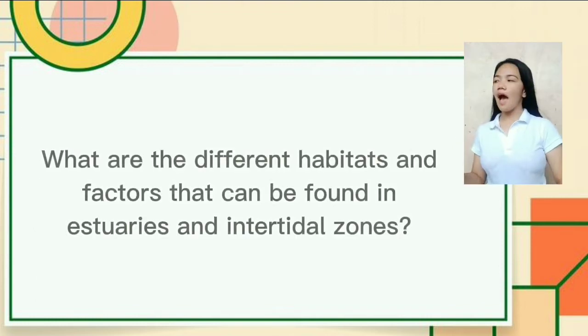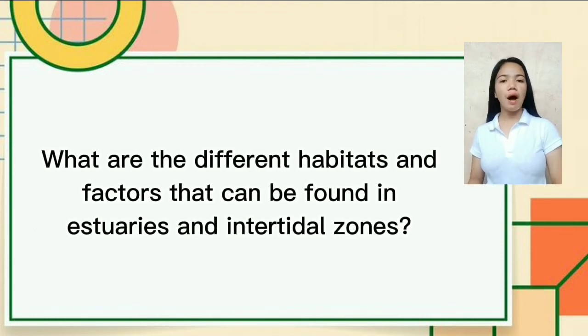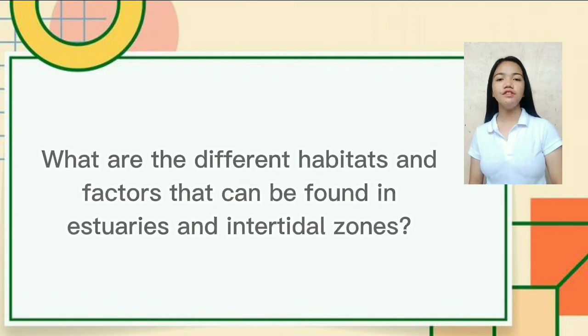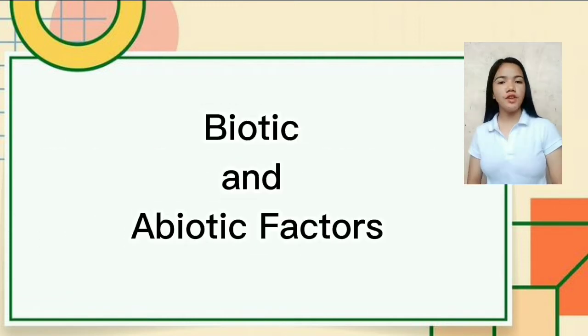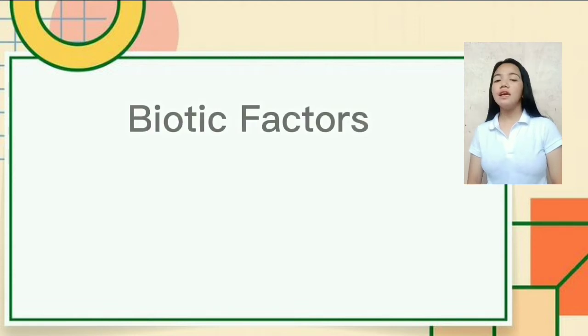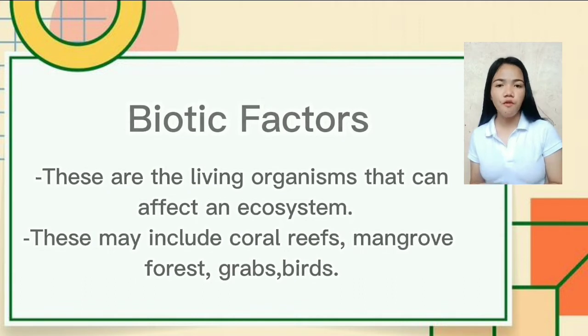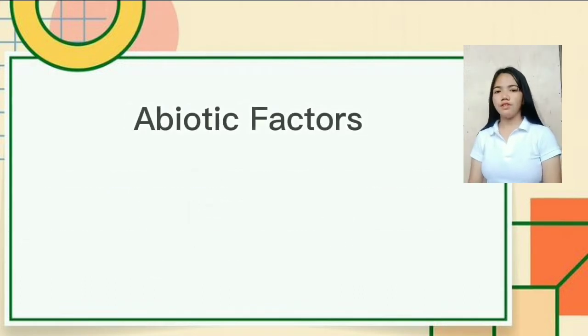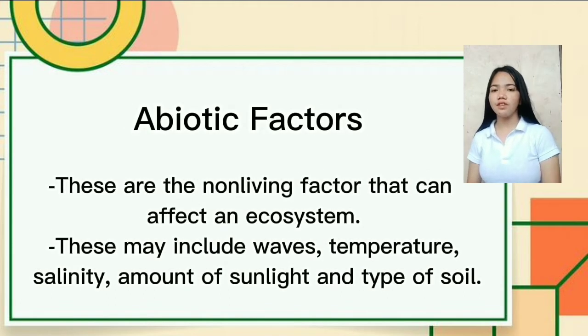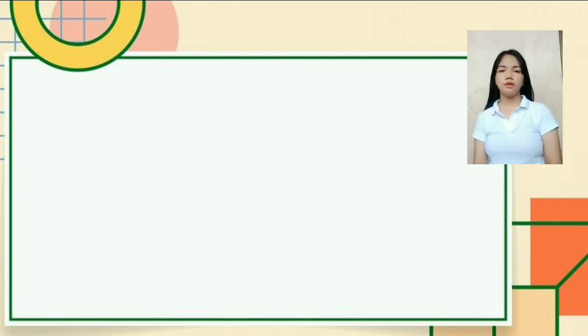What are the different habitats and factors that can be found in estuaries and intertidal zones? Biotic and abiotic factors. Biotic. These are the living organisms that can affect an ecosystem. This may include coral reefs, mangrove forests, crabs, and birds. Abiotic factors. These are the non-living factors that can affect an ecosystem. This may include waves, temperature, salinity, amount of sunlight, and type of soil.